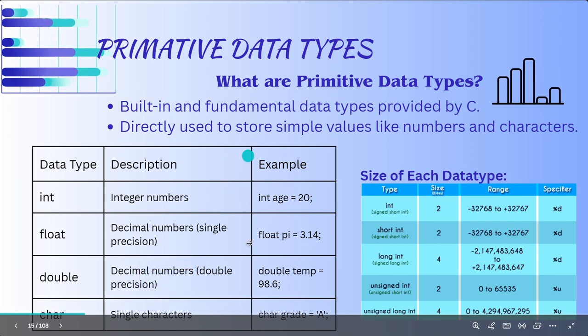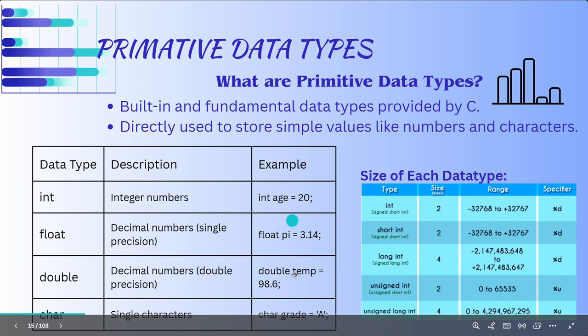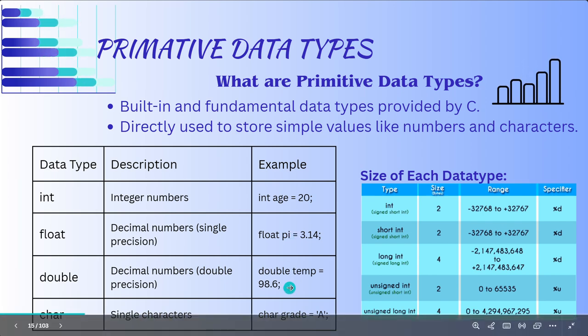So these are the examples: int age equals 20, float pi equals 3.14, and double temp equals 98.6. The difference between float and double is the size limit. Float is single precision, so it handles fewer digits, while double handles about twice as many digits. So that's the basic difference.